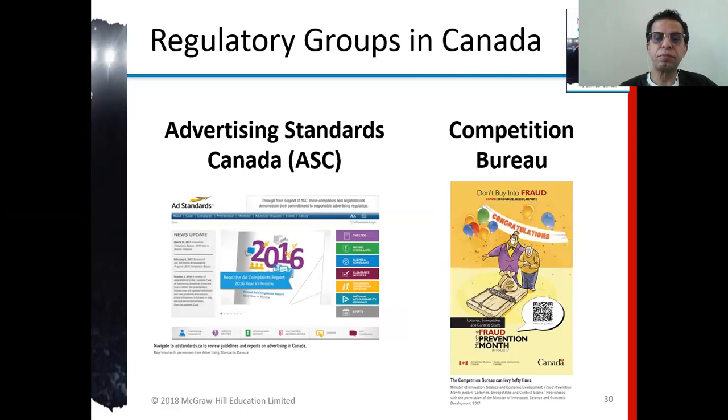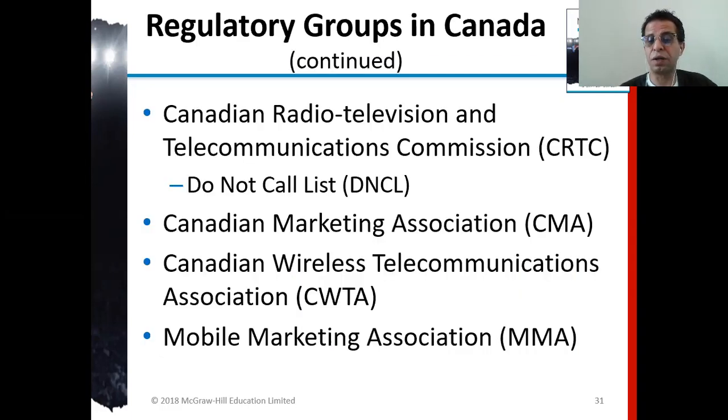So the regulatory groups in Canada: you run into Advertising Standards Canada, ASC, and you probably need to click there and see how they work. You have the Competition Bureau, and the Consumer Bureau, which is not here. The Competition Bureau is where you need to compete on a fair basis. And you have other bodies like the CRTC, the Canadian Radio-television and Telecommunications Commission.